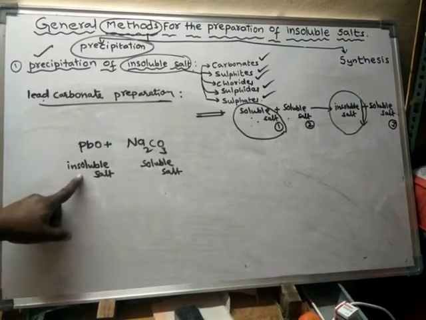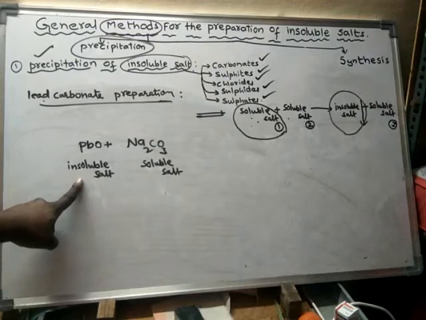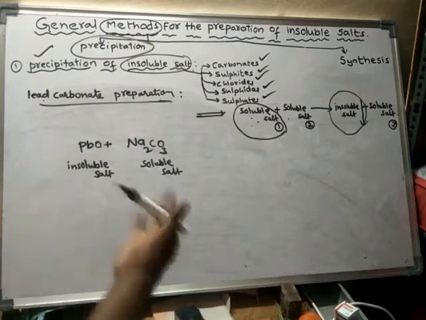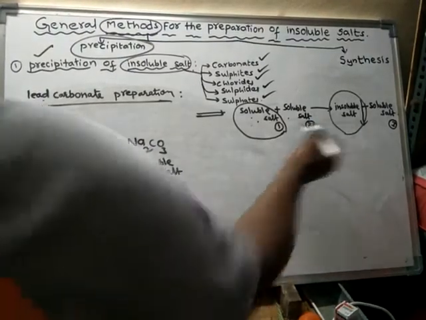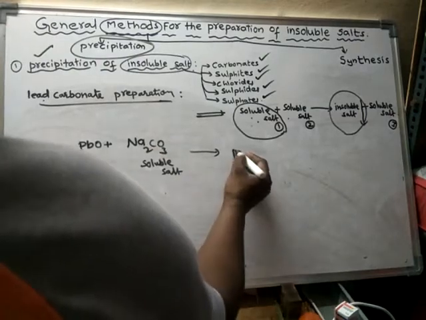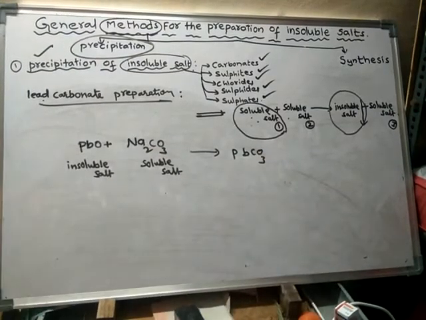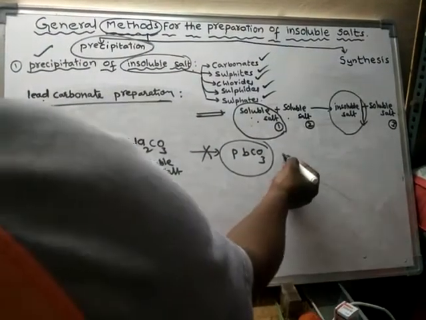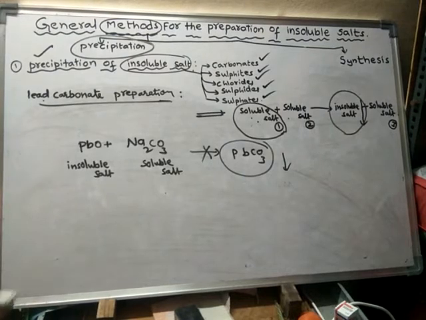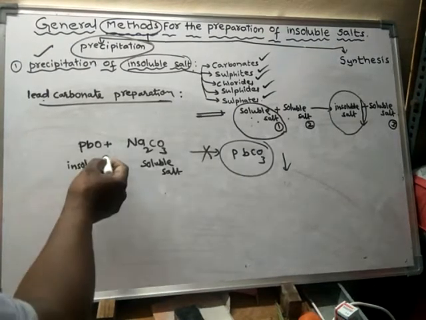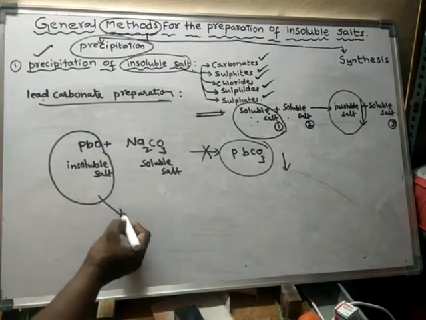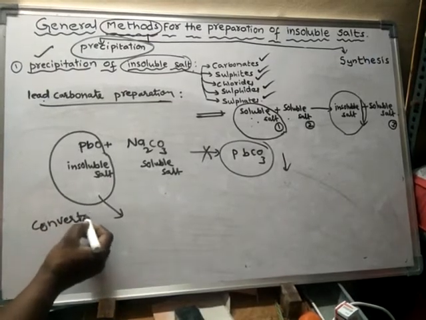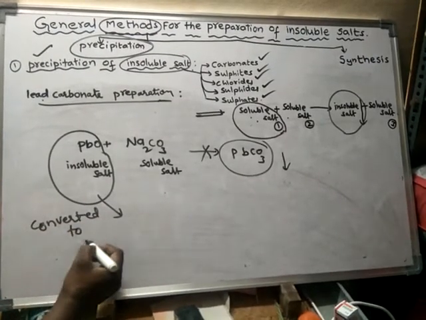As it is an insoluble salt, it cannot form ions, and exchange of ions does not take place. Then what is the solution? How to prepare lead carbonate? We cannot prepare lead carbonate by this method. Then what do we have to do? Simply, this insoluble salt should be converted into a soluble salt.